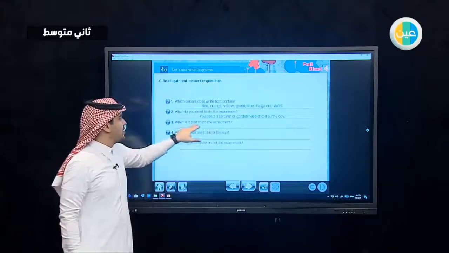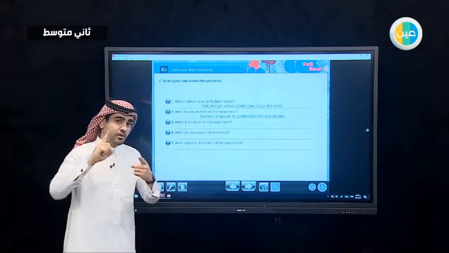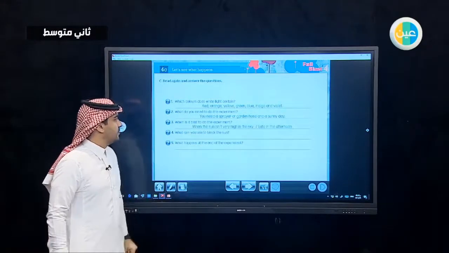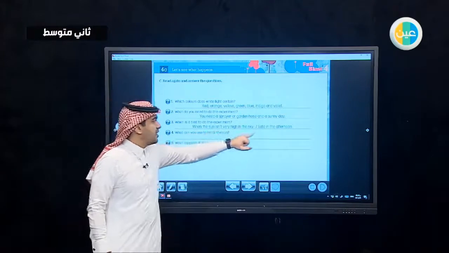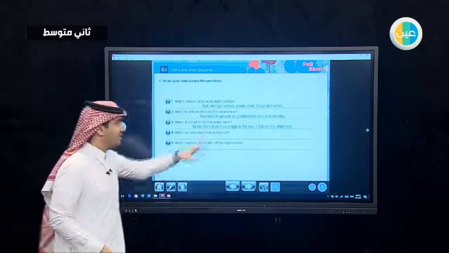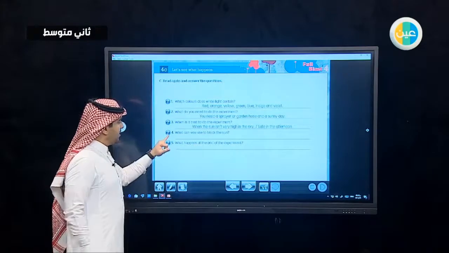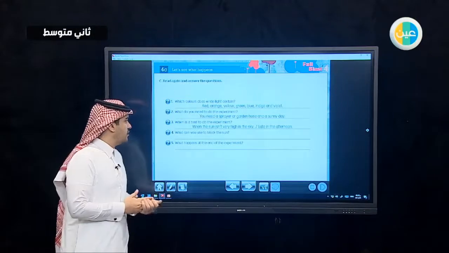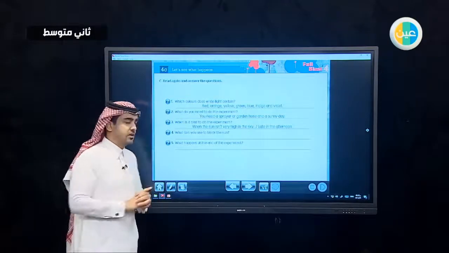When is the best time to do this experiment? We can do this during sunset or sunrise, when the sun isn't very high in the sky, late in the afternoon, or maybe early in the morning. You can add this to the book. Number 4, what can you use to block the sun? What can you use to block the sun?